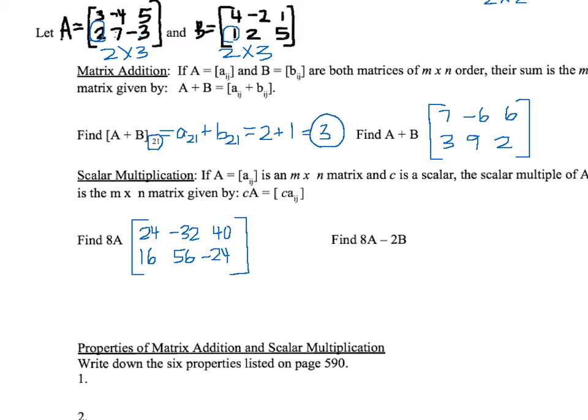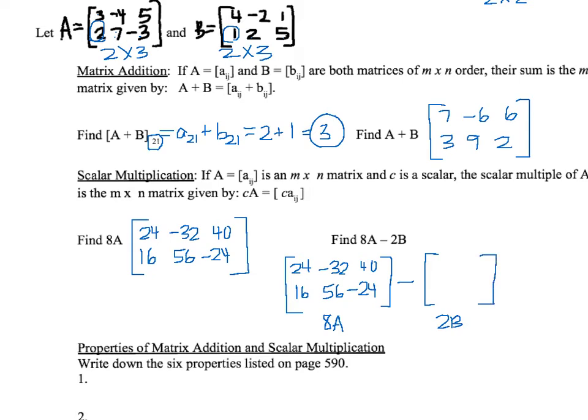Let's look at going beyond that, though. What if I asked you 8a minus 2b? Because this section, and all of the stuff that we're doing, really should be done without a calculator, you're going to want to show all the work you can. We just did 8a, so I'm just going to rewrite this matrix. Then I'm going to have to find 2b, because that's something we haven't done yet. So here's 8a. Let's look at subtracting the matrix for 2b. If I multiply b times 2, I get the matrix 8, negative 4, 2, 2, 4, 10.